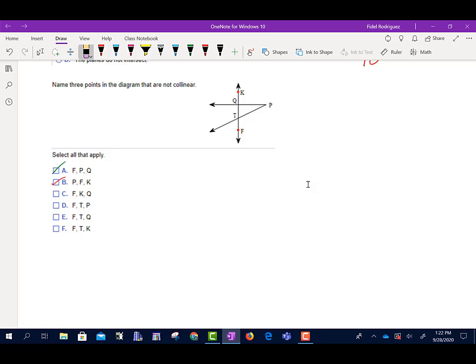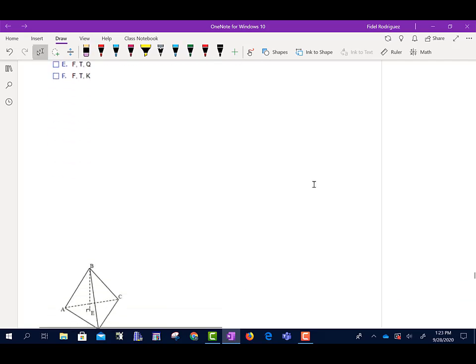F, T, and P. Yes, those are my 3, right? And if you notice, if we did F, T, and Q, look, here's F, here's T, here's Q, so we don't want that. And F, T, and K, again on the same line, right? Alrighty.